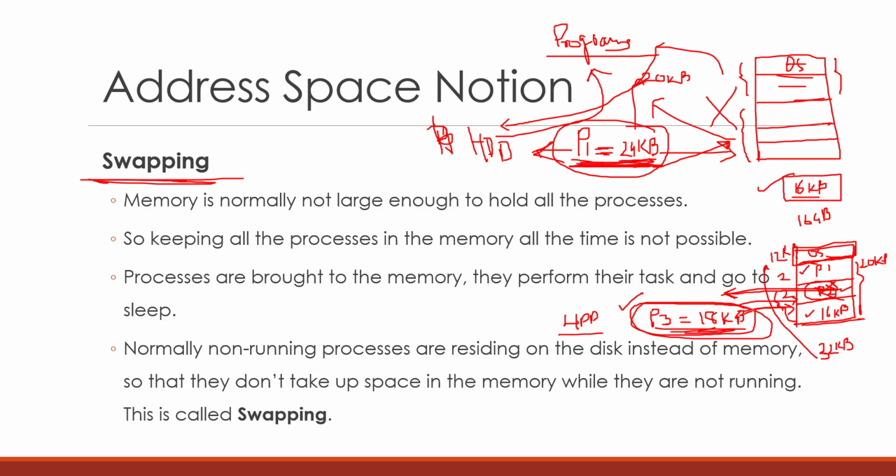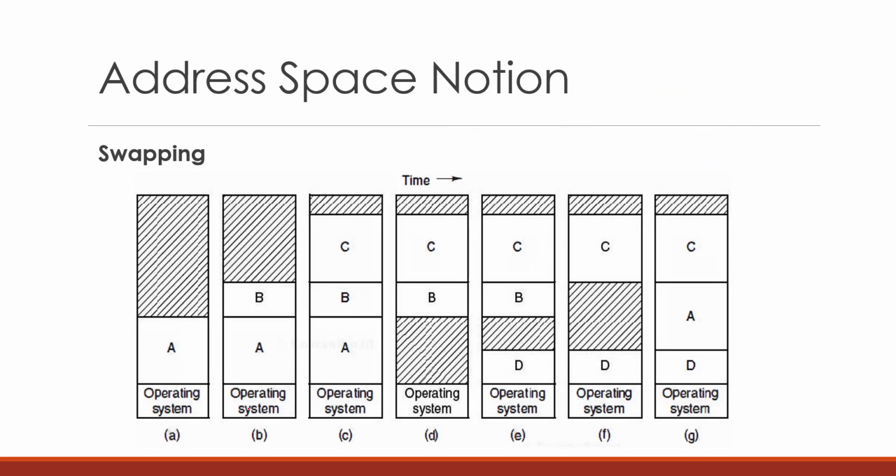Well, sometimes we say swap in and swap out, but to make it very simple, a process that is brought into the RAM will be called a swapped in process, and a process that is kicked out of the RAM, either because it has completed its execution or maybe because of priority, is called swapped out, right? And the whole process is called swapping. And this is how it works.